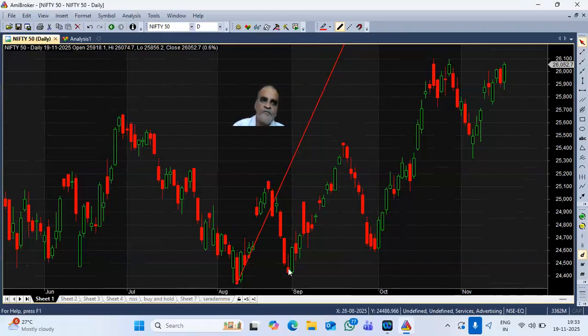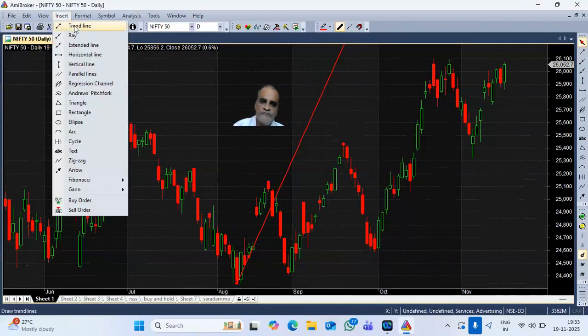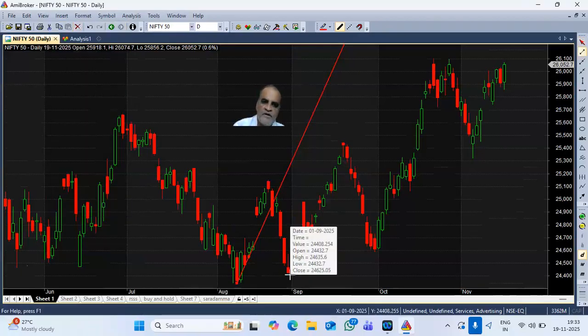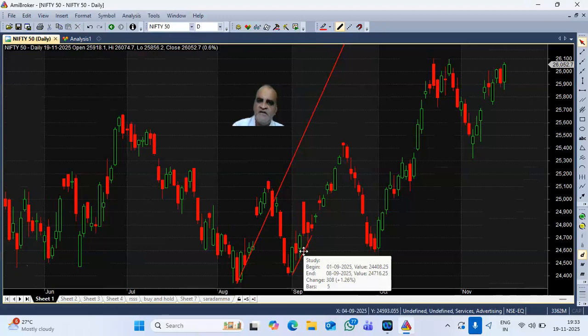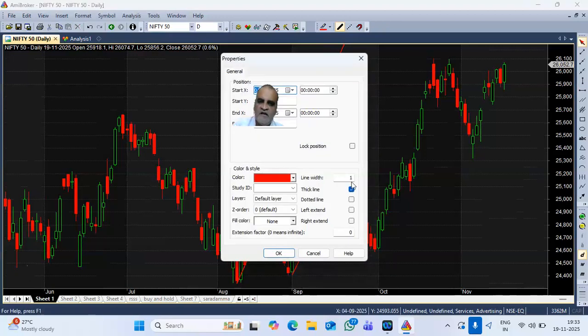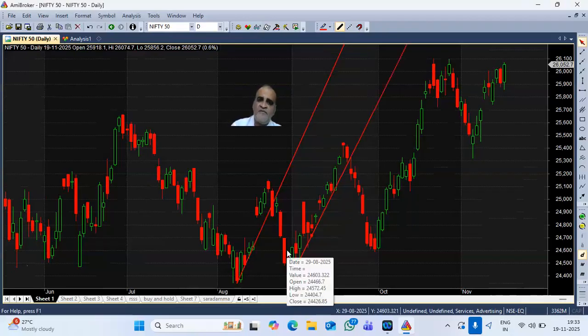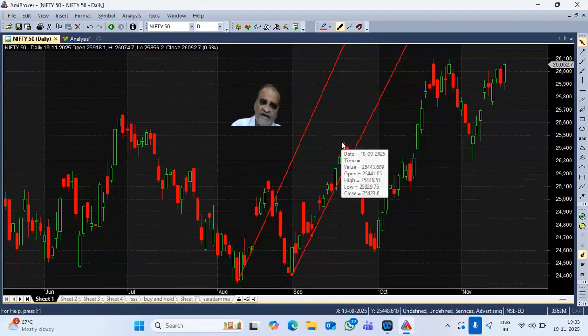Here. One, two, three. And again I click on the properties. I extend right and see what happens. So I do not know whether the high will be here or here. If I wait till these two lows take place, I will be losing an opportunity of going long here and again going long here.